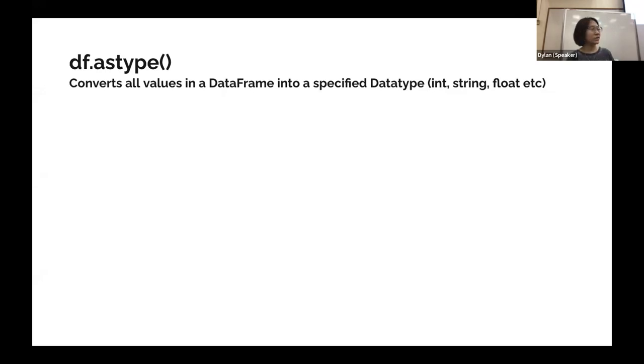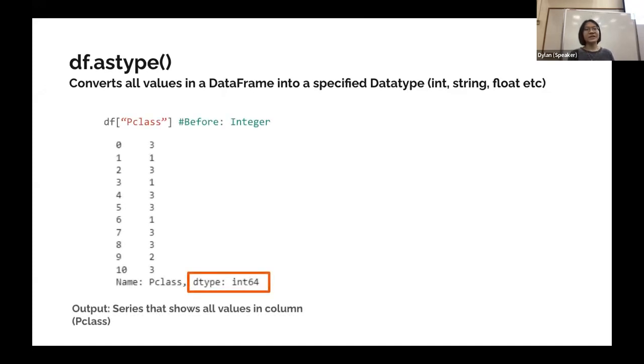Now we'll be moving on to df.astype. In order to illustrate what this function does, I will need to do a before and after comparison. Let's say we want to convert the passenger class into something that we can work with, like a string. So I preview passenger class, which is done by calling df column pclass. This is an indexing method that we'll be covering later on, but it is integral to let you all know first. When you run df.pclass, you should get a series object as output, which shows the name of the column as well as the data type. As you can see over here, the data type for the column is int64. This means that every single value in this column is an integer.